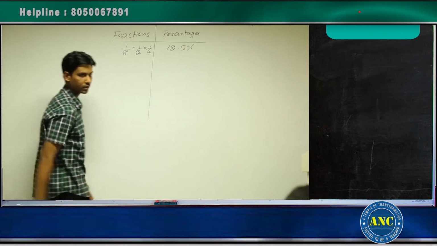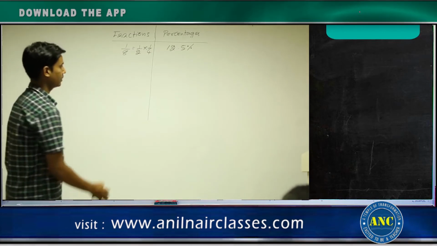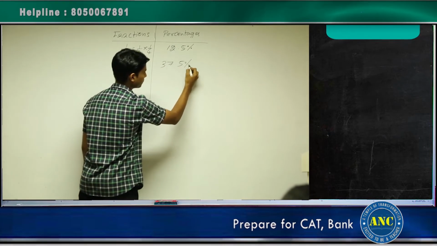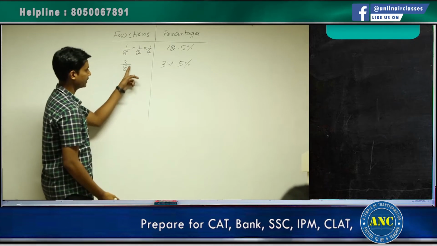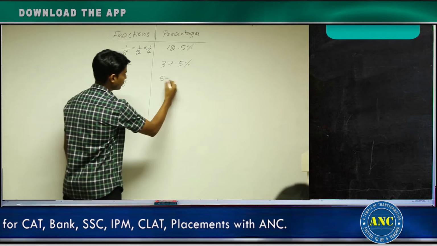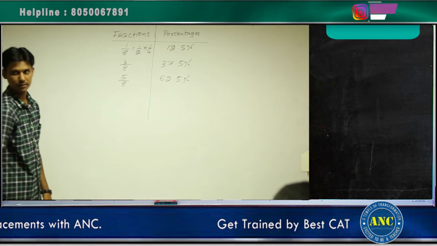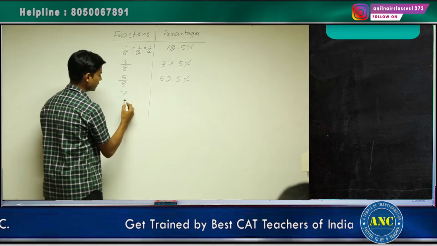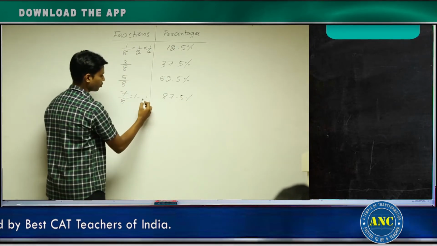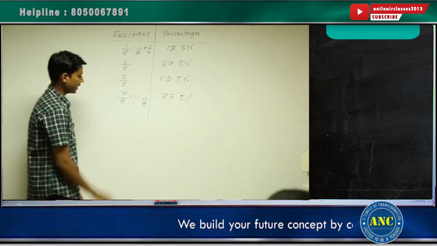12.5%. Okay, 2 by 8 is 1 by 4, already written. 3 by 8 is 3 into 12.5, which is 37.5%. 4 by 8 is 1 by 2, already written. 5 by 8 is 5 into 12.5, which is 62.5%. 6 by 8 is 3 by 4, already written. 7 by 8 is 7 into 12.5, which is 87.5, or it is nothing but 1 minus 1 by 8, that is 100% minus 12.5%, which is 87.5. 8 by 8 is 1.